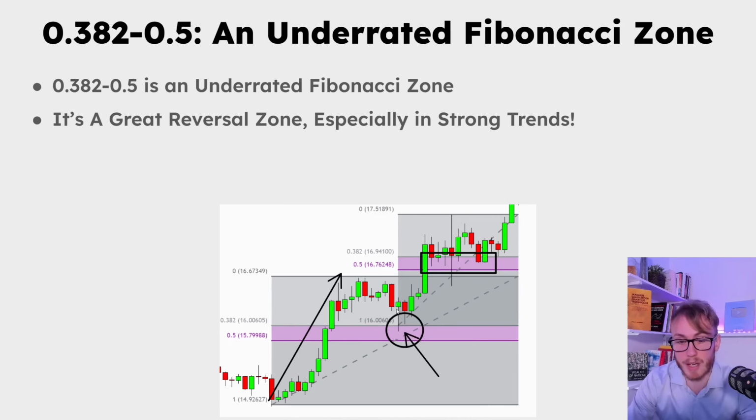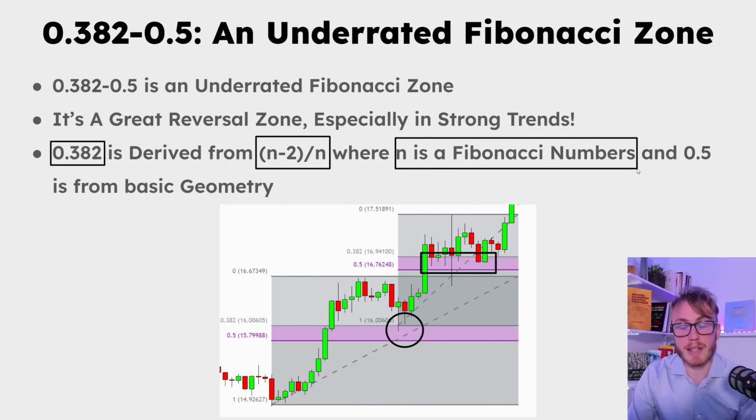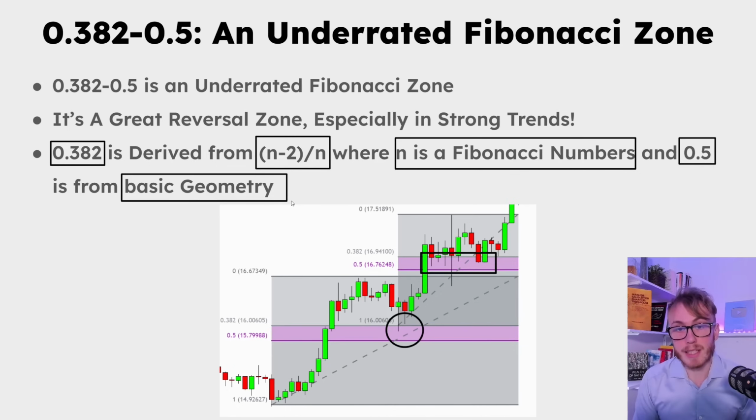And now you may of course once again wonder, where are these numbers from? Well, the 0.382 comes from the Fibonacci sequence. This time we take any Fibonacci number and we take the number that is 2 steps previous to that number and divide it with the number we choose. That is basically n minus 2 divided by n, where n is a Fibonacci number, and 0.5 once again comes from basic geometry.